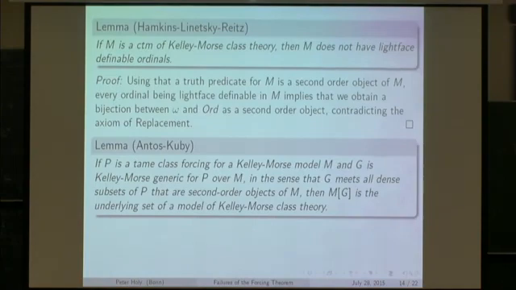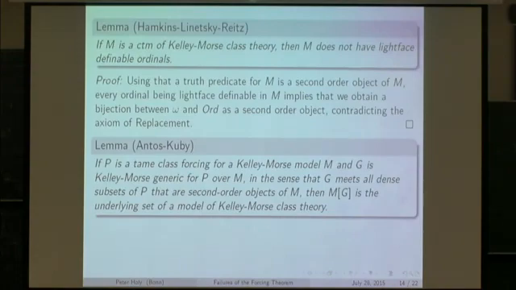Why is that? Because in models of Kelley-Morse, we have a second-order truth predicate. I mean, the truth predicate is a second-order object of a model of Kelley-Morse. And if every ordinal is light phase definable, then we get, as a second-order object, a bijection between omega and the ordinals, because we can just define the object which maps a definition to the ordinal it defines. And, well, this contradicts the axiom of replacement.